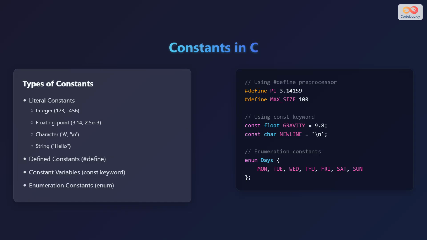Using the #define preprocessor, PI is defined as 3.14159 and MAX_SIZE is defined as 100. Using the const keyword, float gravity is defined as 9.8 and character newline is defined as '\n'. Using enumeration constants, enum days is defined with MON, TUE, WED, THU, FRI, SAT, and SUN.